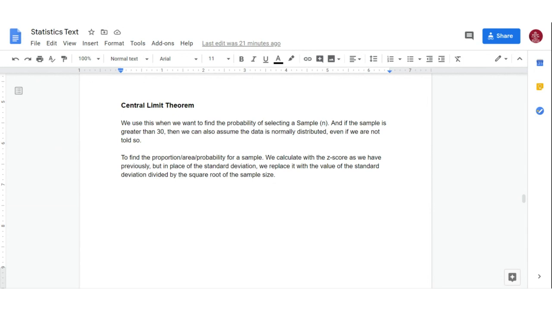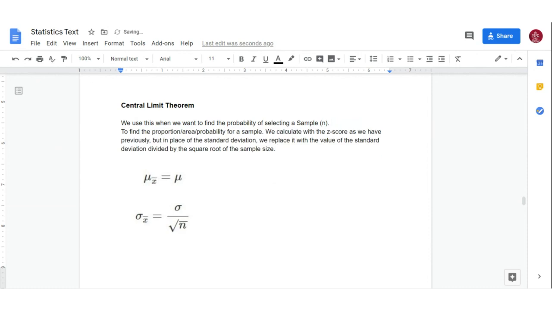Now, let's say instead of going in and pulling out one, we're going to pull out a sample. If we pull out a sample, then things change. I'm trying to make this as simple as possible. So if we're looking at a sample, in other words, we've got an N now. Before, N was just 1, actually. Then we have to make an error adjustment, and it's called the standard error, but the whole thing together is just referred to as the central limit theorem.